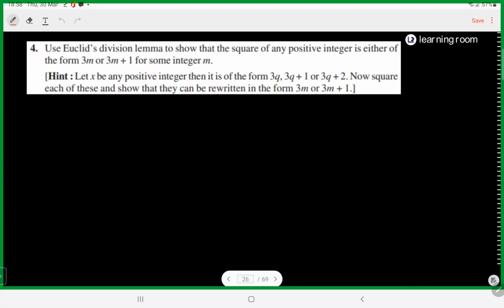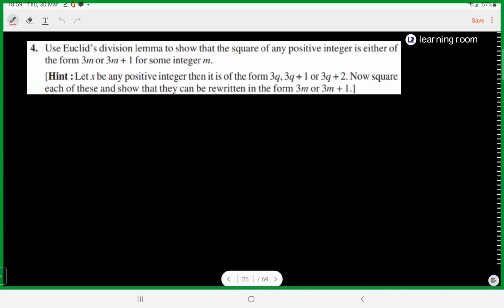This is the first sample question. Using Euclid's division lemma, we want to show that the square of any positive integer is of the form 3m or 3m plus 1 for some integer m. For this, first take x as some positive integer. If b equals 3, how can you express it? x equals 3q, 3q plus 1, 3q plus 2.